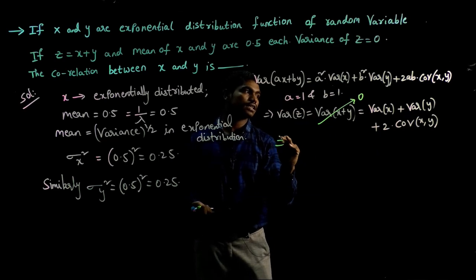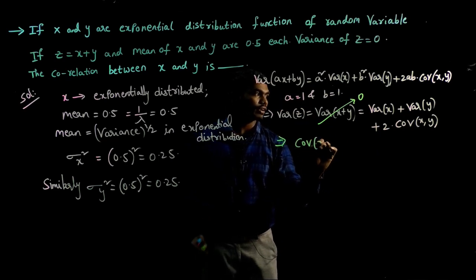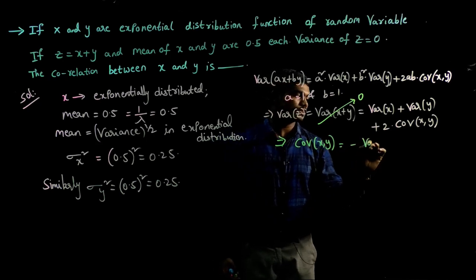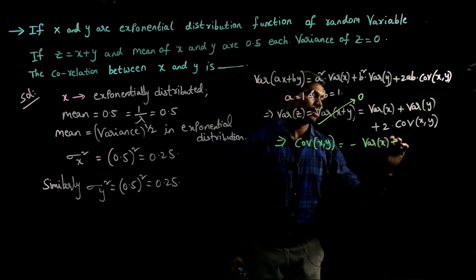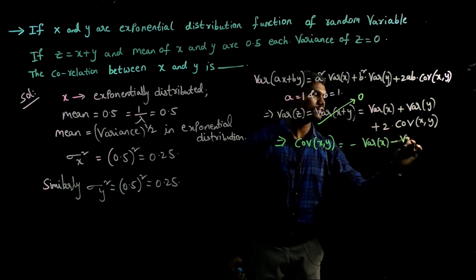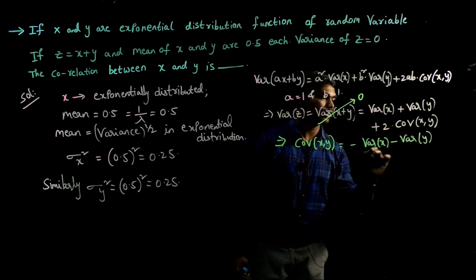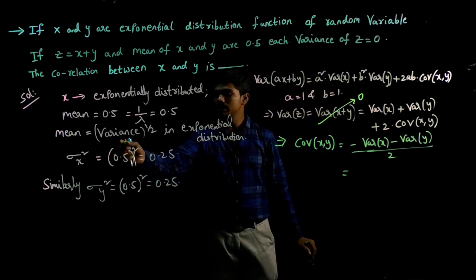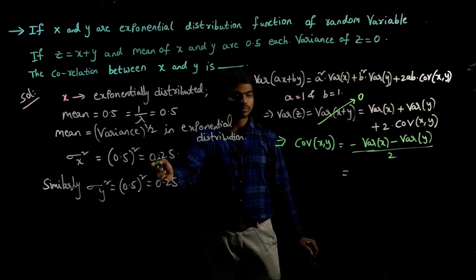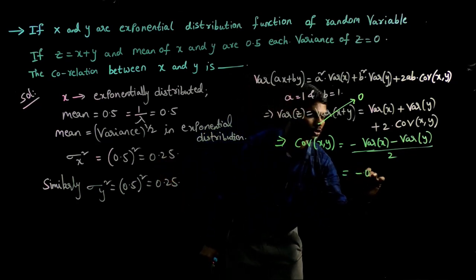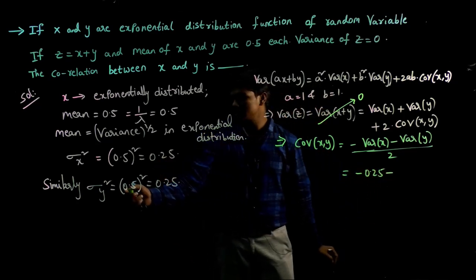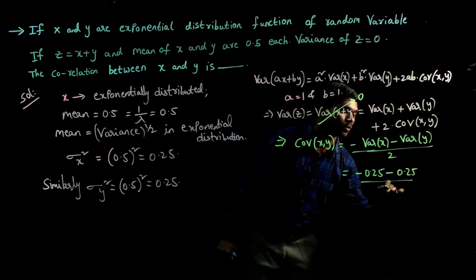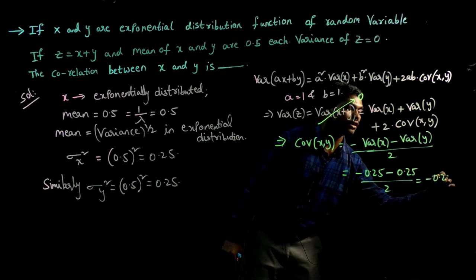So this implies the covariance of x comma y is equal to minus, shifting both sides, variance of x plus variance of y, divided by 2. What is the variance of x? 0.25. So minus 0.25 plus the variance of y, also 0.25, divided by 2, which is minus 0.25.